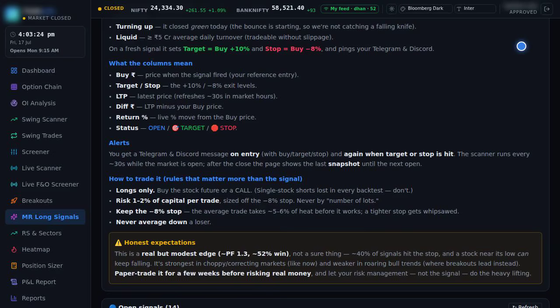This brings us to the profit ratio, or profit factor. Profit factor is simply the total money won divided by the total money lost across all trades. A value above 1 means the strategy makes money overall. For this strategy, the profit factor is about 1.3, with a win rate near 52%. Let me be very honest with you, this is a real but modest edge. Around 40% of signals hit the stop loss. It is not a magic money machine, your risk management matters more than any single signal.